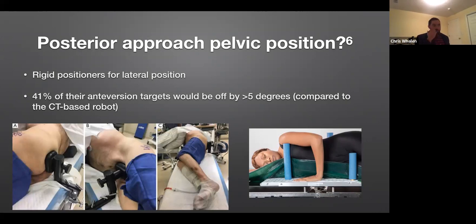This group that did robotic surgery looked at where their cup would be initially, and then once they brought the robot in, over 40% of them would have been off by more than 5 degrees, just based on that positioning. So I think the supine positioning allows for a more reliable, reproducible, and rigid fixation. And it's also easy when you're learning to understand the cup position when you're in the supine position. That's how we think about it as we're learning.